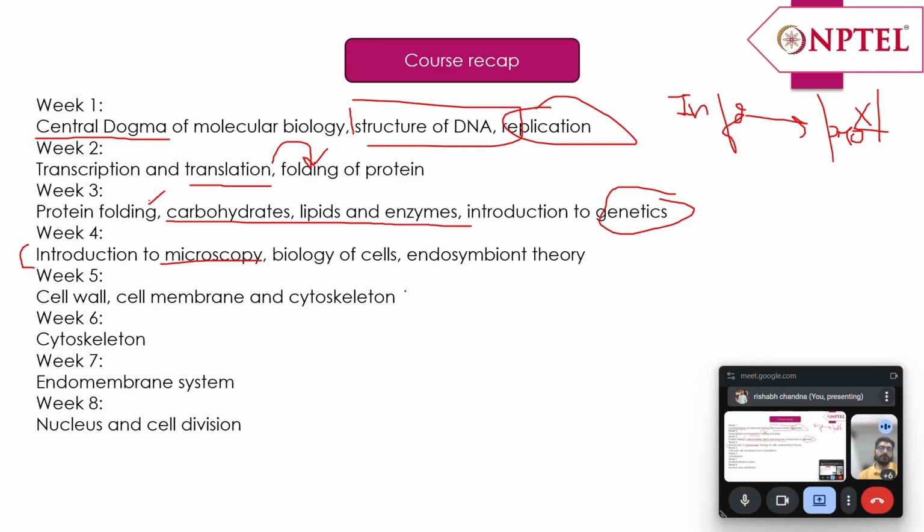Then moving on to the second part of the course, from week 5, we started with different components of the cell. That is the cell wall, the outer covering of the bacterial and plant cells, the cell membrane, and the cytoskeleton. The cytoskeleton is basically the skeleton of the cell, so how a cell maintains its shape and integrity. That is what was introduced in the cytoskeleton.